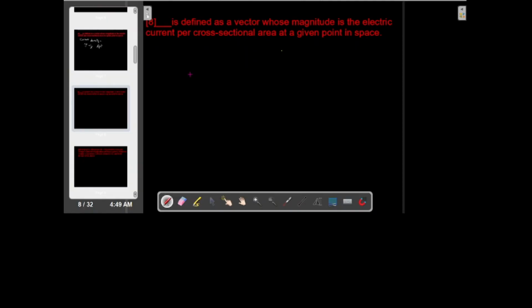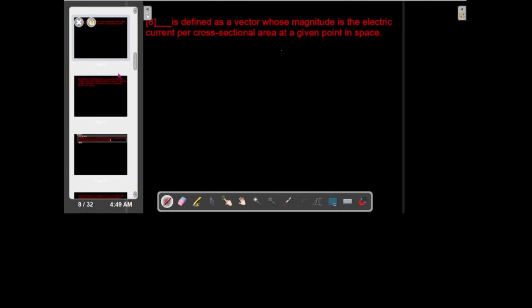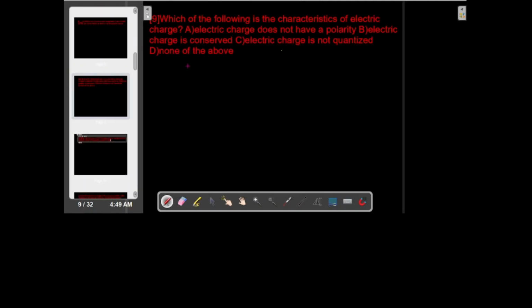That brings us to question 8, which says that is defined as a vector. All right, so we've done this. That's repeated. Which of the following is the characteristic of electric charge? All right, so we are asking which of these is true as a characteristic of electric charge. The first option says electric charge does not have a polarity. That is wrong, because we know electric charge has a polarity. It is either positive or negative.